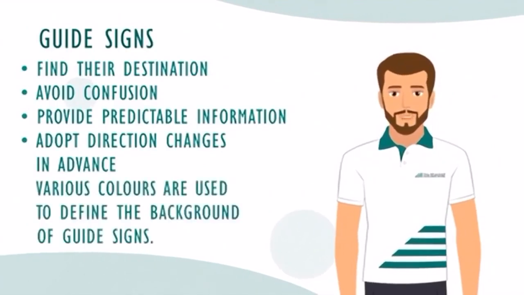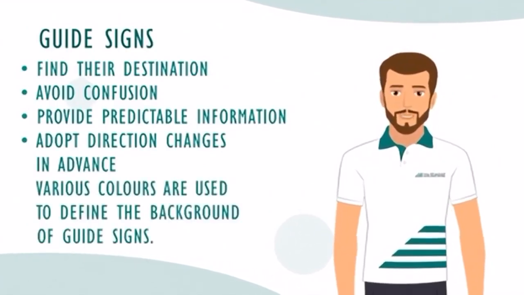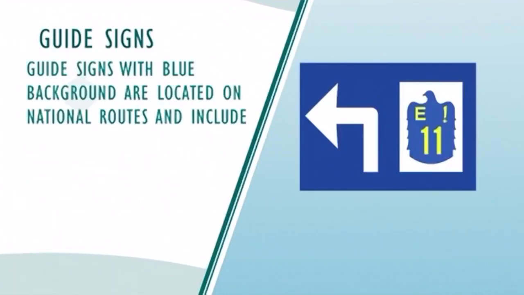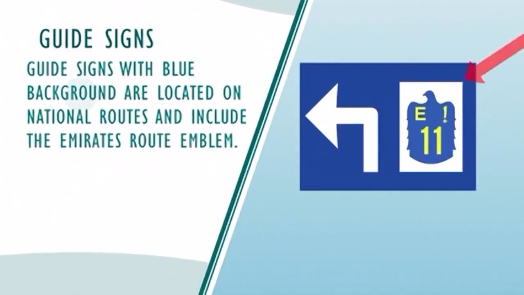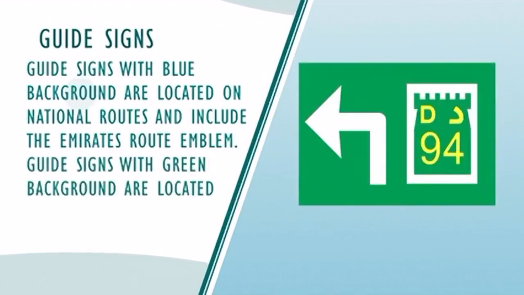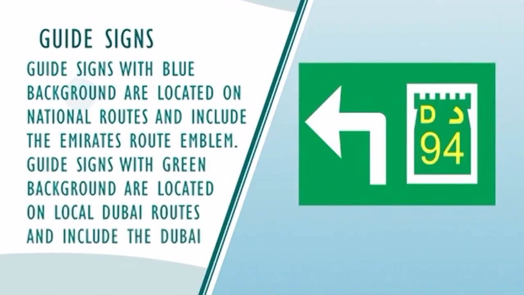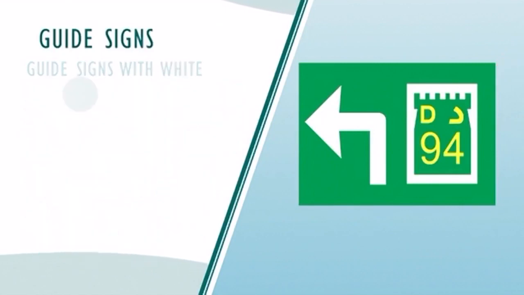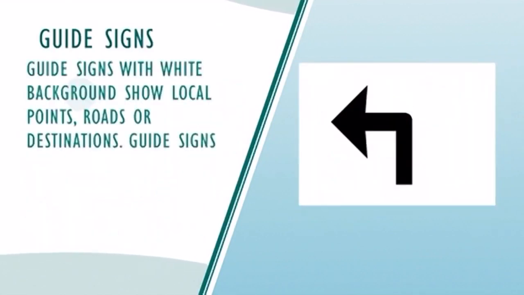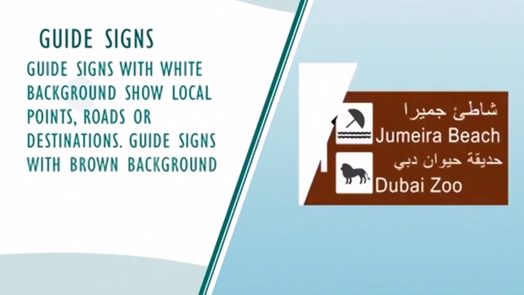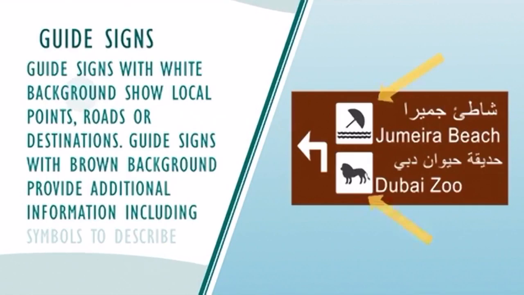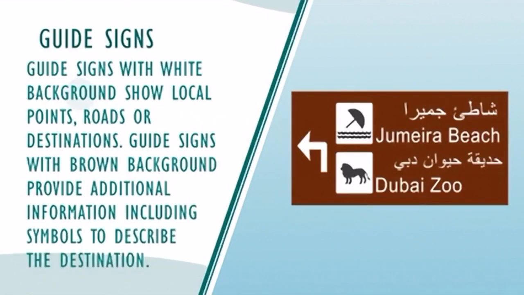Various colors are used to define the background of guide signs. Guide signs with blue background are located on national routes and include the Emirates route emblem. Guide signs with green background are located on local Dubai routes and include the Dubai route emblem. Guide signs with white background show local points, roads, or destinations. Guide signs with brown background provide additional information, including symbols to describe the destination.